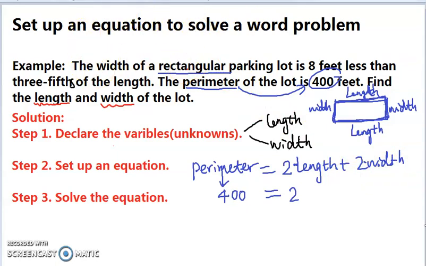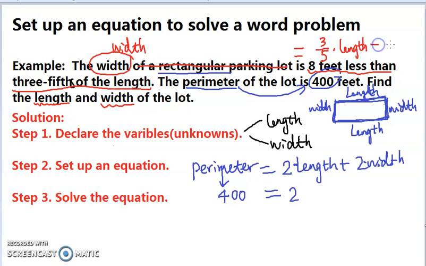So go back to look at the problem. The first sentence involves the length and width. It says the width of this parking lot is 8 feet less than 3/5 of the length. So we can use equations to rewrite this. The width, translate that. All this doesn't need to be translated. Is means equal sign. 8 feet less than what? Less than 3/5 of the length. So first we write down 3/5 of the length. Of means times. 8 feet less than means subtract 8, because it's taking away 8 feet from 3/5 of the length.